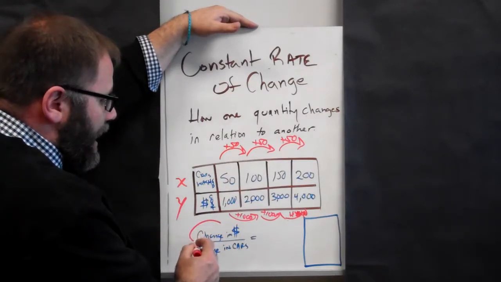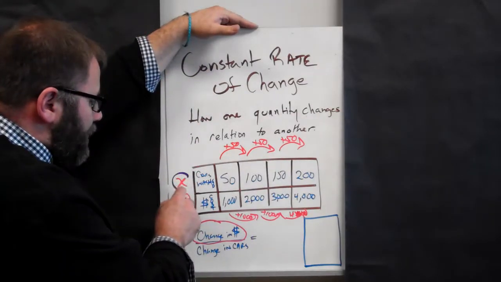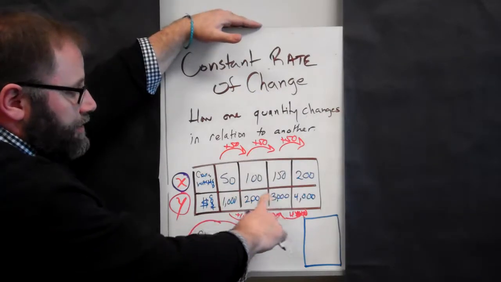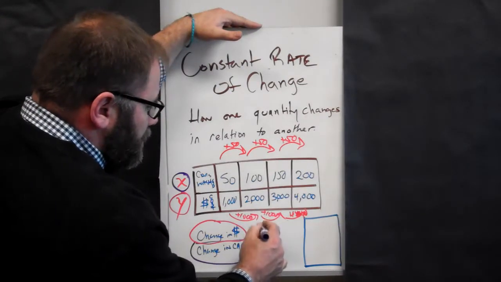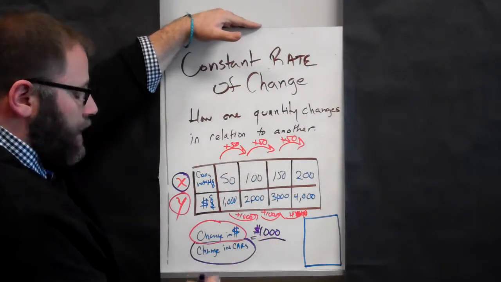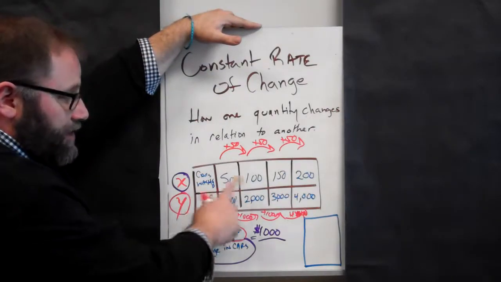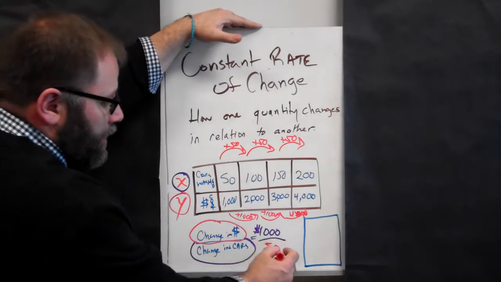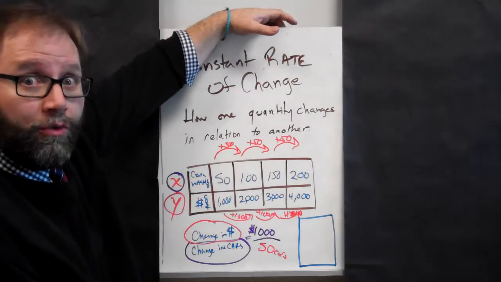the change of y over the change of x. So in this case, our change of y is the cost, and that change of y is $1,000, 1,000, 1,000, 1,000. That becomes our numerator. Then our change of x is the change in the cars for this table. 50, 50, 50. So that's 50 cars. And what we then have to find is the unit rate.